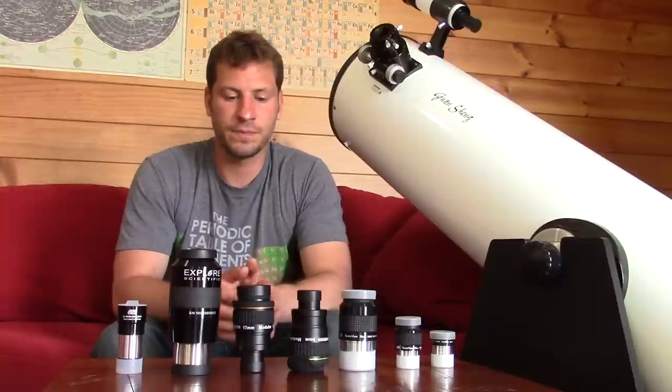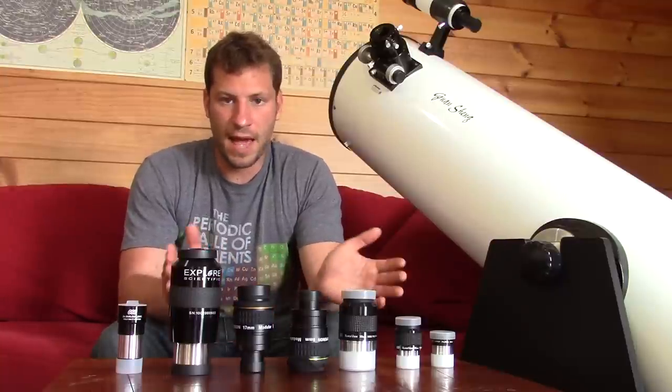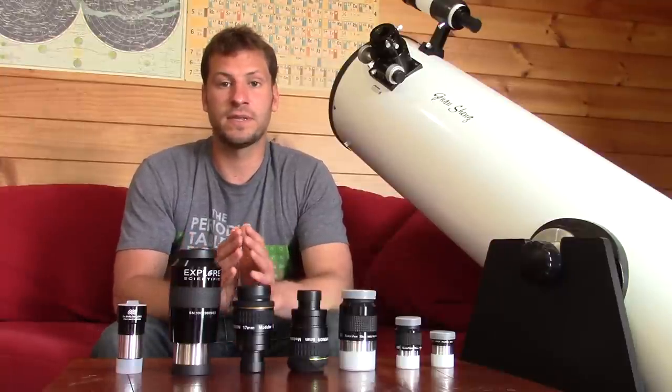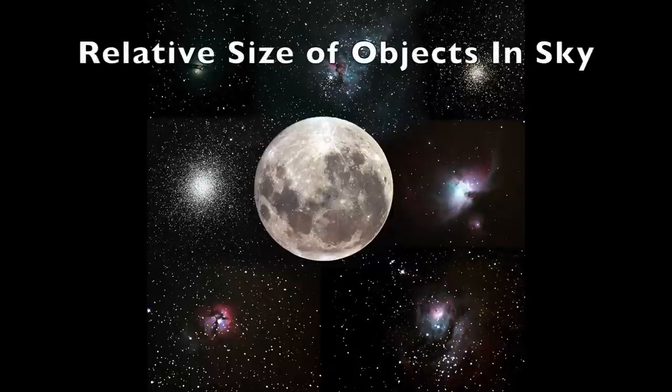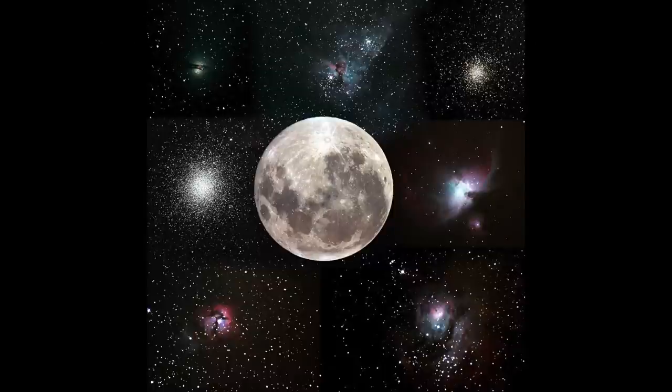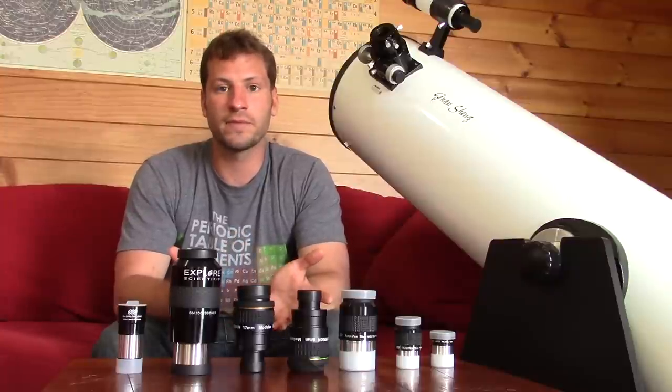Now, it's good to have a range of eyepieces because the things in the sky that you're going to look at are different sizes. The moon's very large, the planets are quite small. So, you might have a large open cluster of stars or a large nebula, or you might be trying to see a binary star and be able to make out both stars. So you want a range of magnifications.